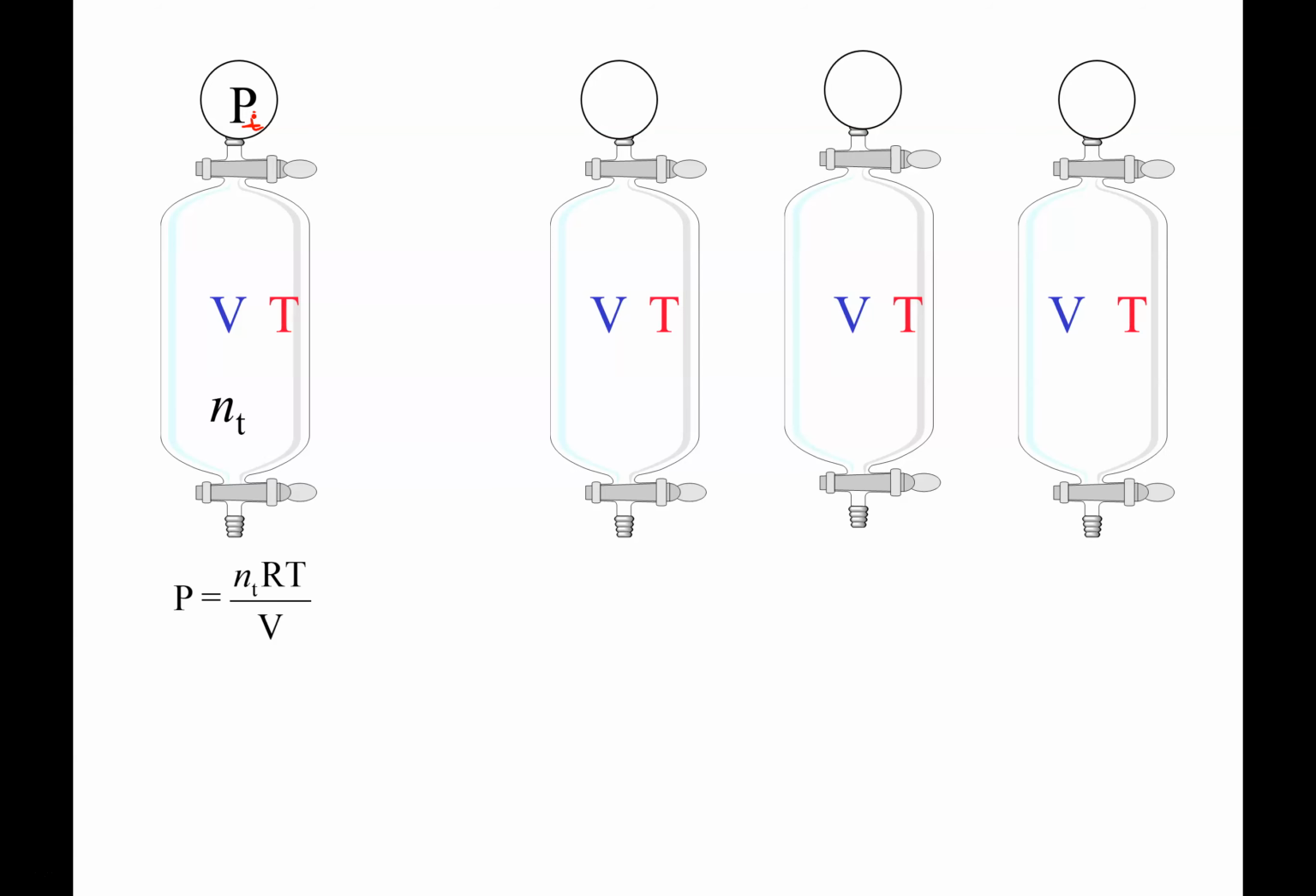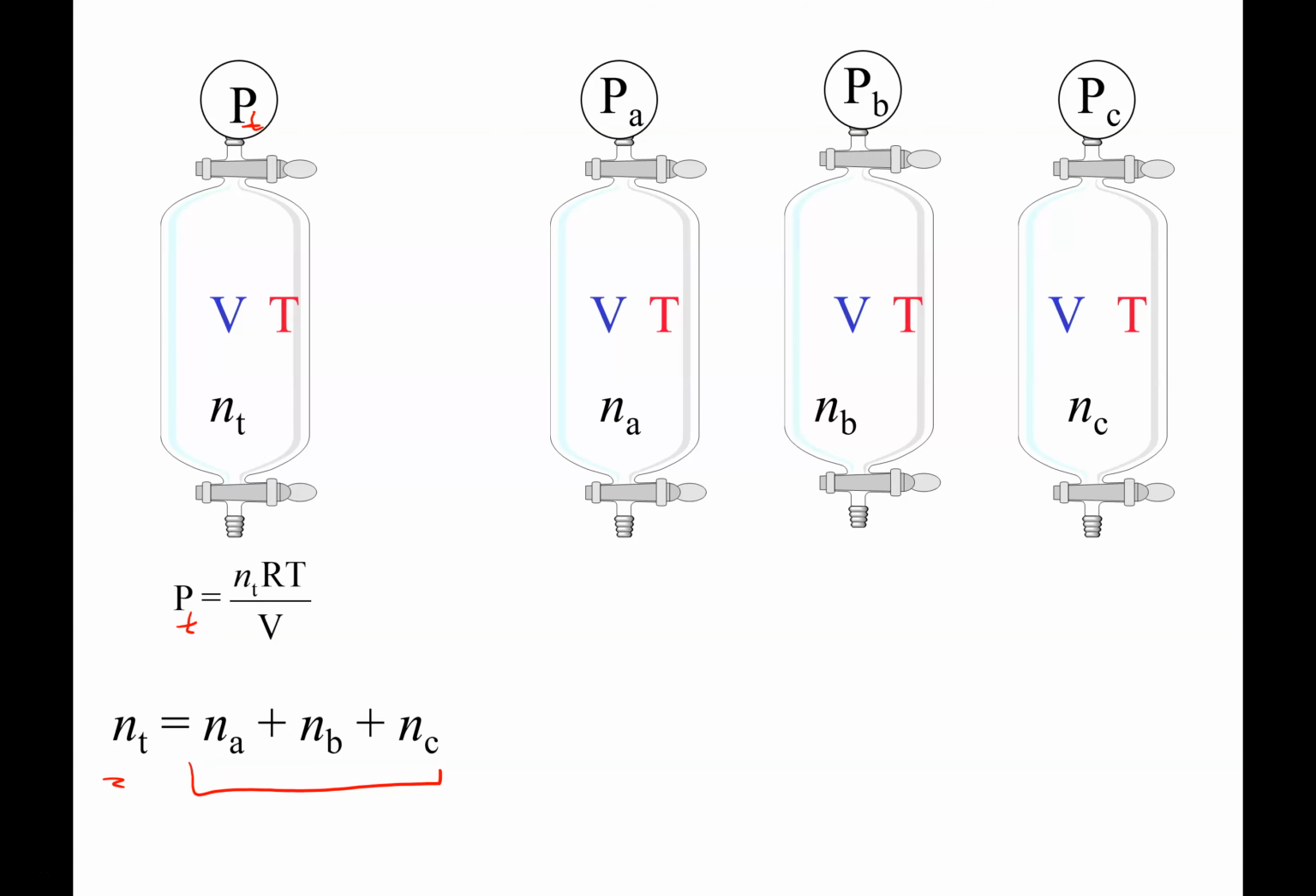So here are my components. By the way, I'll put a little subscript T here. My total pressure is equal to the total number of moles times R times T divided by V, just rearranging P equals nRT to solve for P. The total number of moles is the moles of your individual components all added together. So here are my individual components, component A, B, and C. I have moles A, B, and C. I have partial pressure A, partial pressure B, partial pressure C.